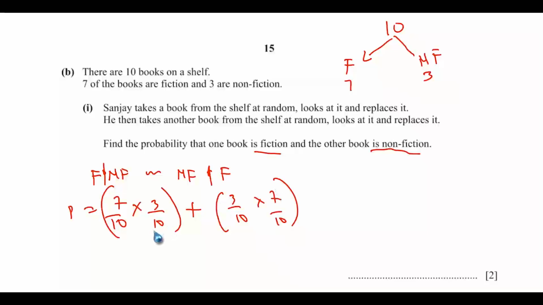Okay, you still get the same answer. So here will be 7 times 3, 21. So then we're going to have 21 over 100 plus 21 over 100. So that will be 42 over 100, and you can simplify that to 21 over 50. Okay, so the probability is 21 over 50.